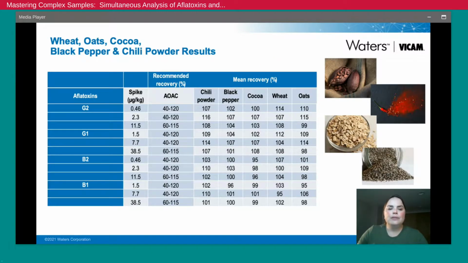Shown here are the results for wheat, oats, cocoa, black pepper, and chili powder in respect to their spiking levels. AOAC recommended recoveries were 40 to 120 for the lower levels and 60 to 115 for the higher levels, in which we fell into the recommended range for all of our matrices using this method coupled with the new immunoaffinity column.